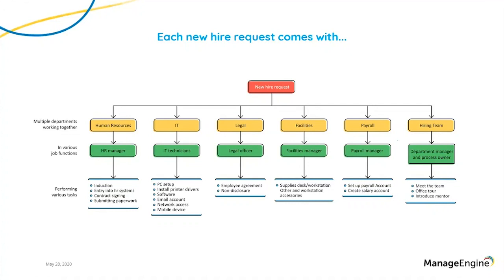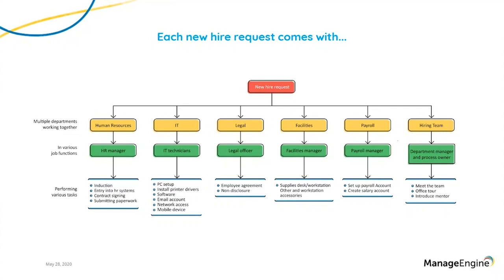There would be an IT team or a set of IT technicians who are working on the email account creation and the different levels of network access so that the new joinee can quickly access the same as and when they join the organization. There would be a legal team who's taking care of the non-disclosure agreements. Parallelly, there would be a facilities team who would provide the new joiner with a virtual machine so that they could work remotely. And parallelly, there would be a payroll manager who's taking care of the salary account and the payroll account to deposit their monthly salaries.